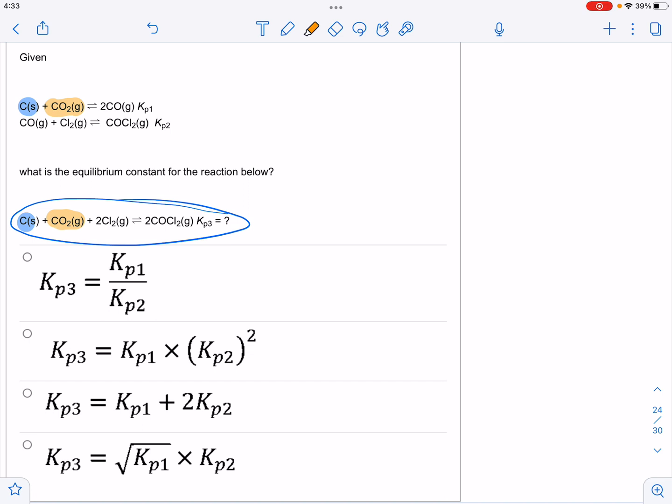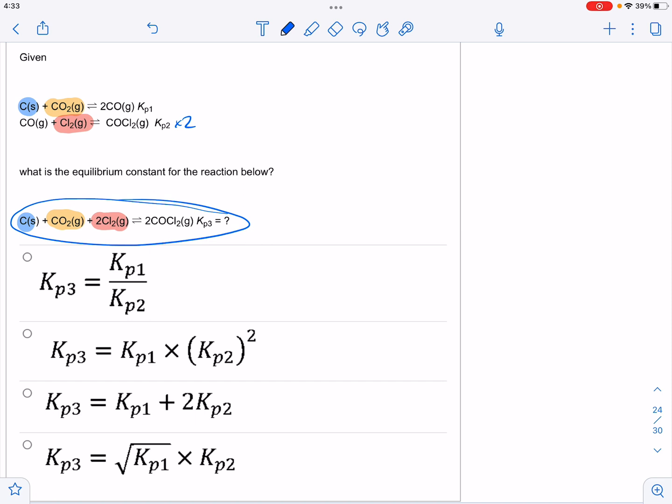And then we want chlorine as a reactant, but you have 2 moles of that, and chlorine is here, but you only have 1, so you have to multiply that by 2.